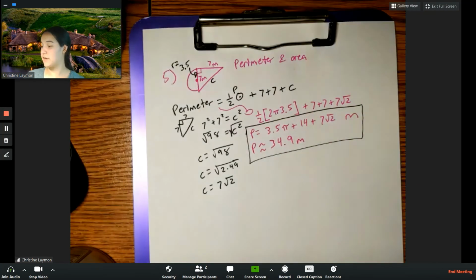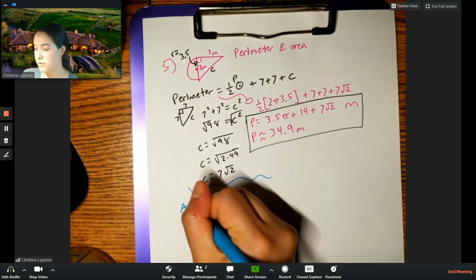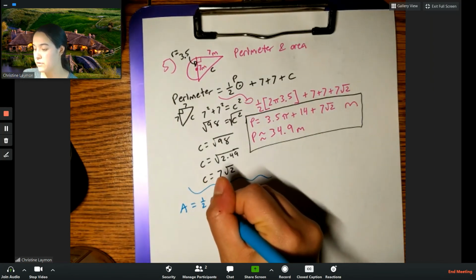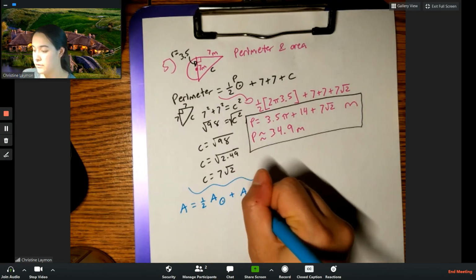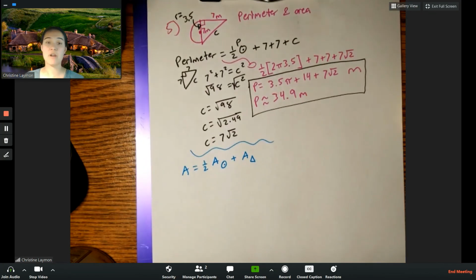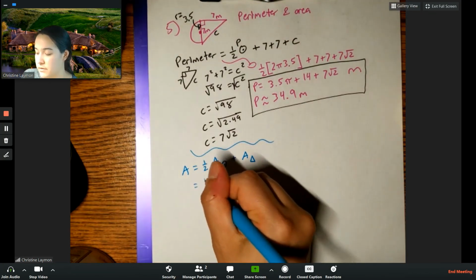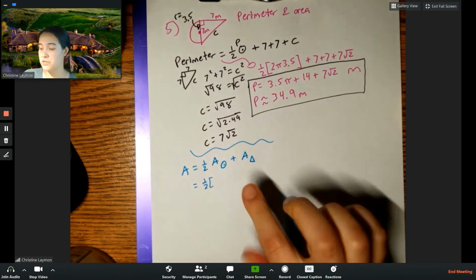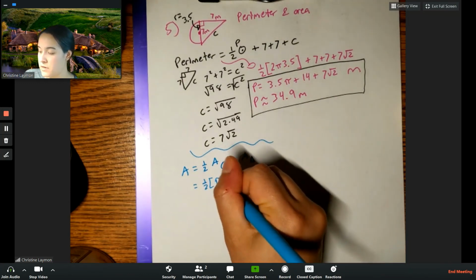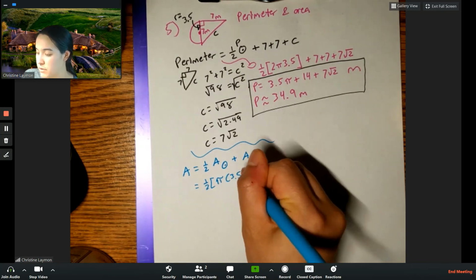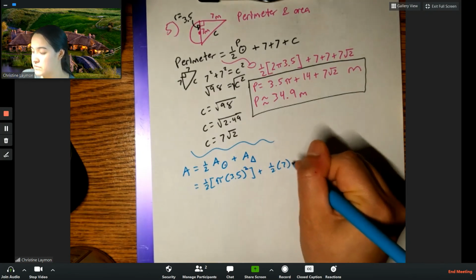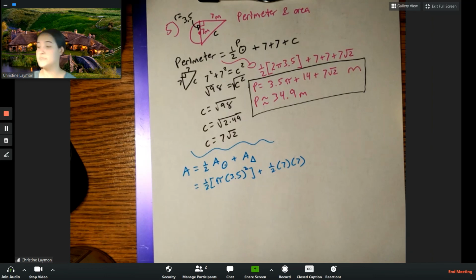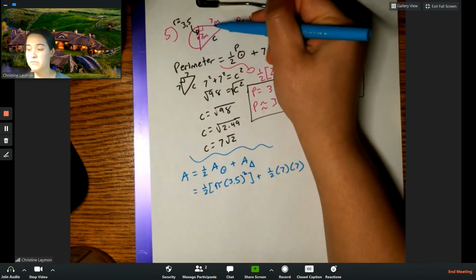And let's go ahead and go after area. So area is going to be 1/2 the area of that circle plus the area of that triangle. Now remember, a triangle's area is 1/2 base times height. So I have 1/2, and let me go ahead and put the stuff in for the area of a circle. 1/2 pi times 3.5 squared plus 1/2 times 7 times 7. Remember, base times height is where they meet at the right angle. 7 and 7.